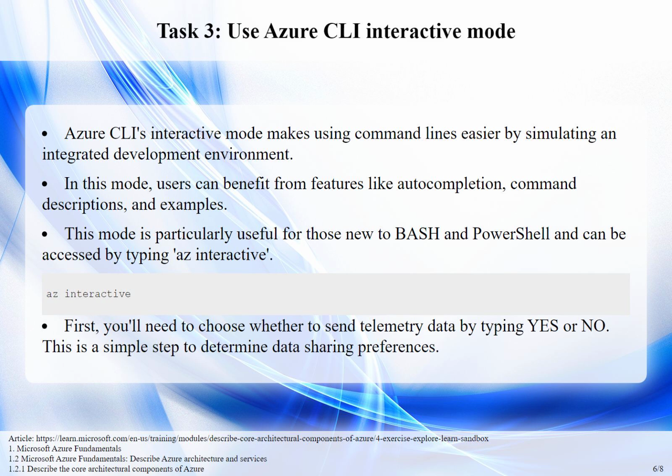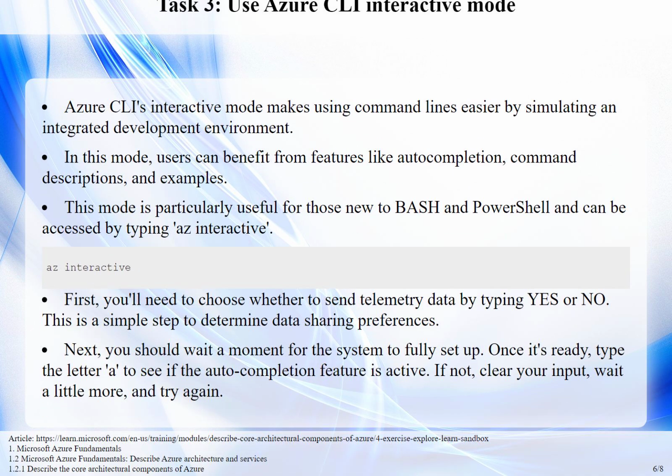First, you'll need to choose whether to send telemetry data by typing yes or no. This is a simple step to determine data sharing preferences. Next, you should wait a moment for the system to fully set up. Once it's ready, type the letter A to see if the auto-completion feature is active. If not, clear your input, wait a little more, and try again.